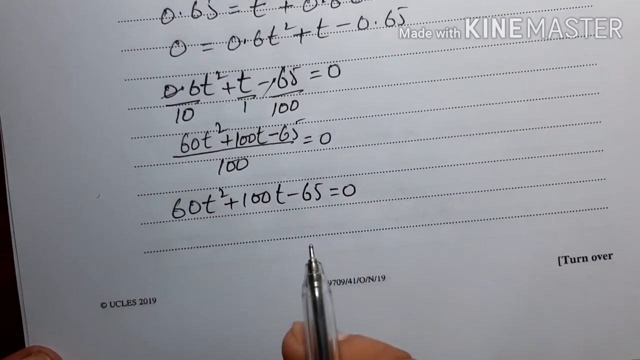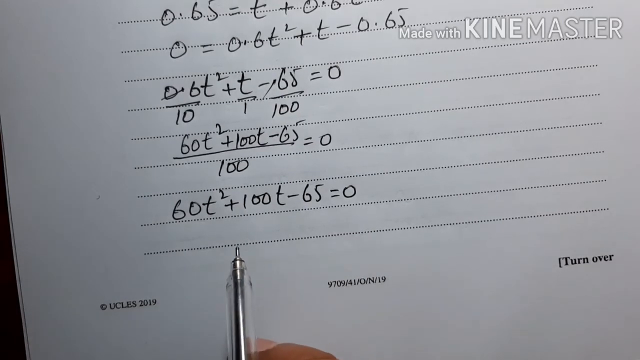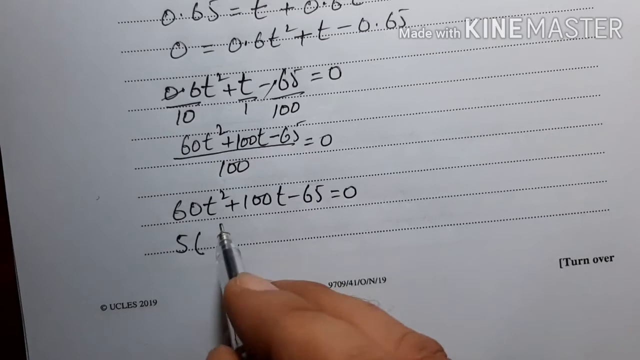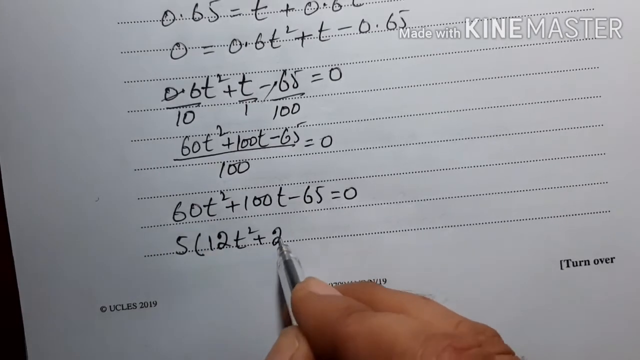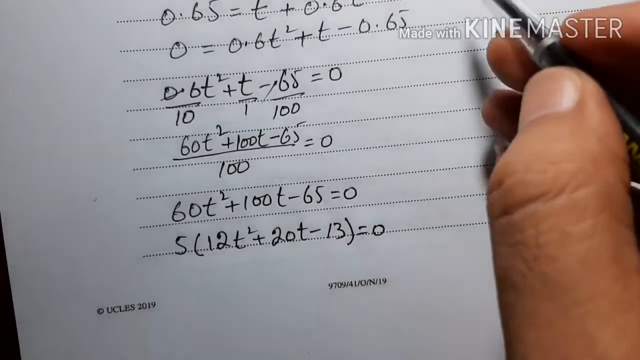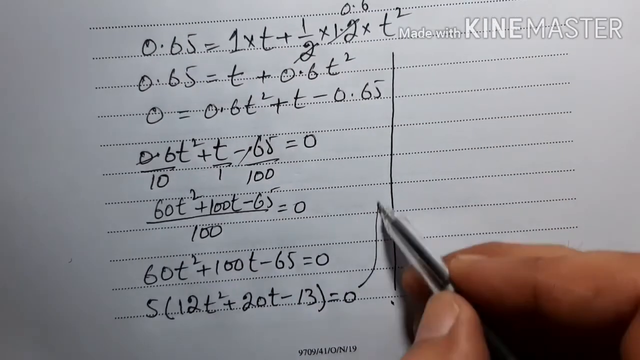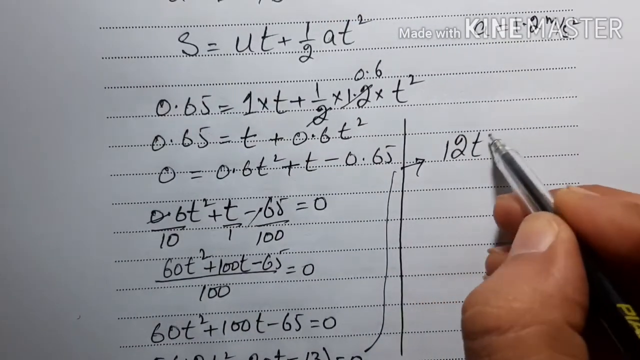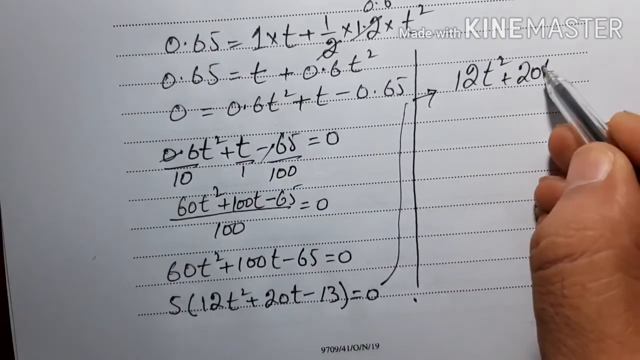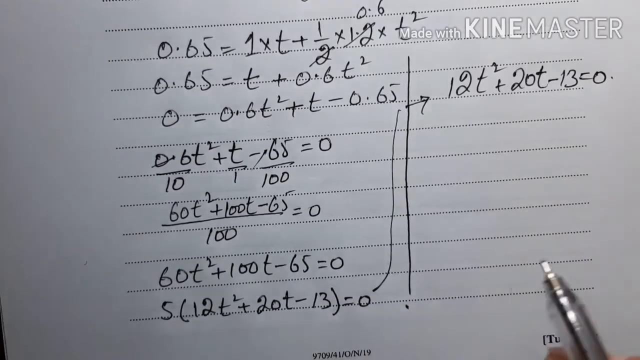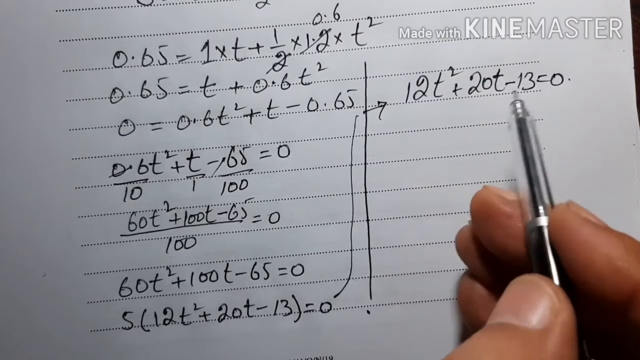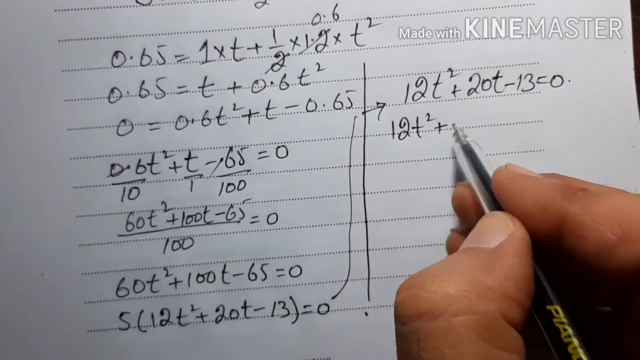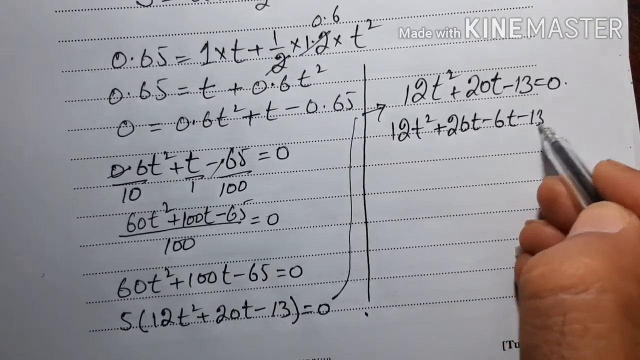Now I'll solve this equation by the mid-term break method. I can take 5 common to simplify: 12 t square plus 20 t minus 13 is equal to 0. This 5 cannot be 0, so 12 t square plus 20 t minus 13 is equal to 0. By the mid-term break method, the two terms are 26 and 6. So this will be 12 t square plus 26t minus 6t minus 13 equals 0.